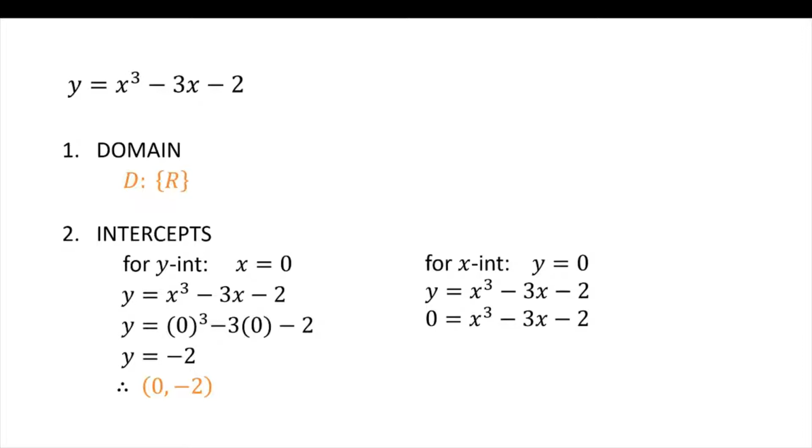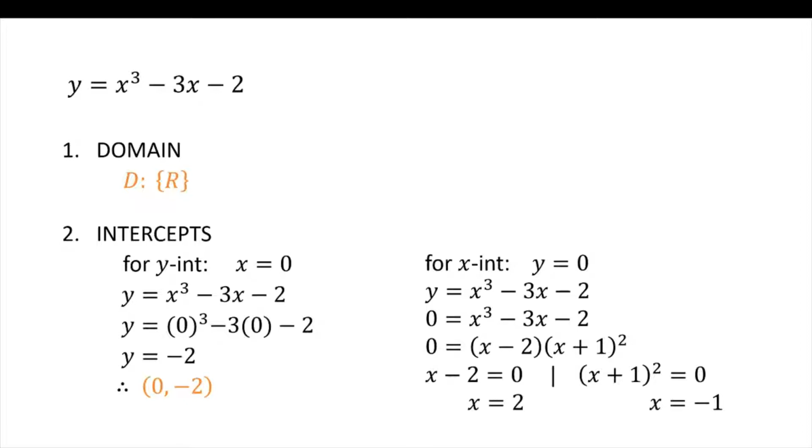In order to solve for the x value or values, we need to factor. So these are the factors, and then we apply the zero factor property where we equate all the factors to 0. So we have x minus 2 equals 0, and x plus 1 squared equals 0. So we have two x values, x equal to 2 and x equal to -1. Therefore, we also have two x-intercepts: (2, 0) and (-1, 0). So these are the intercepts.